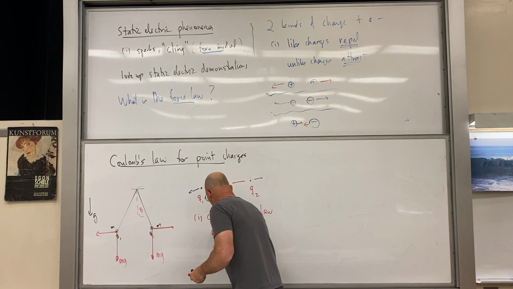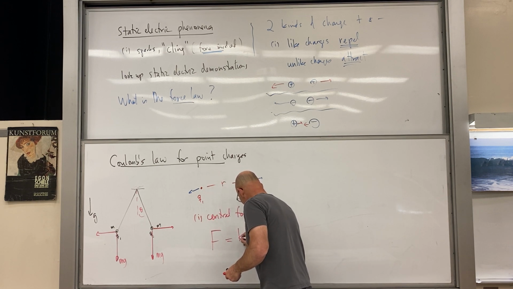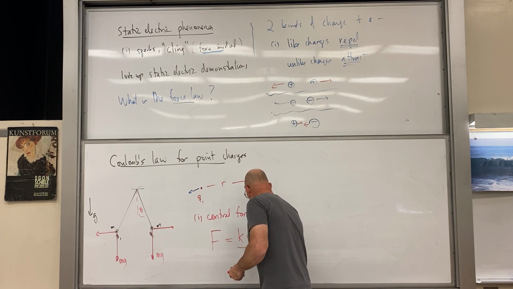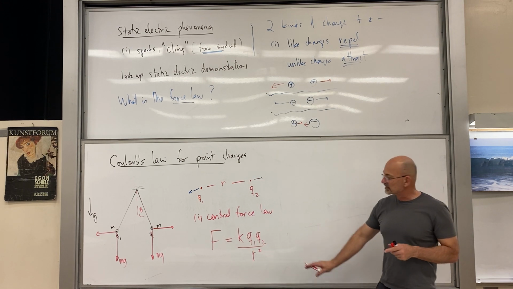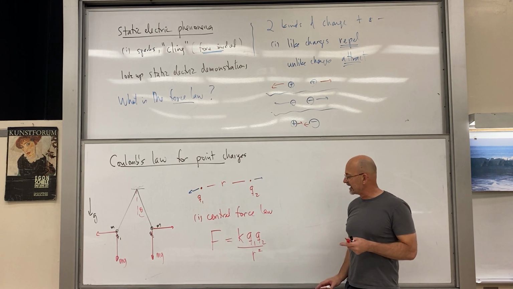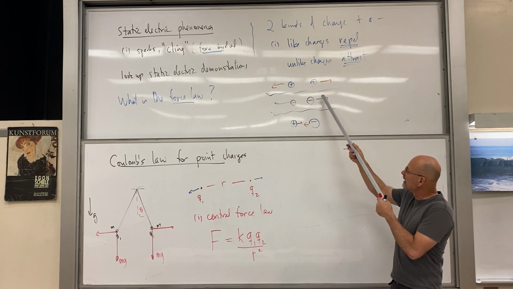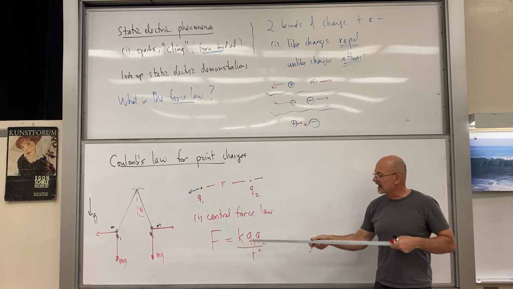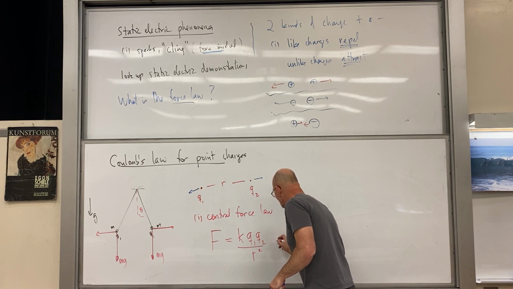Its magnitude is equal to a constant times the product of the two charges divided by r squared. Which is amazing because it looks just like Newton's law of gravity. Except it can be positive or negative, it can be attractive or repulsive depending on whether these are like charges or unlike charges.